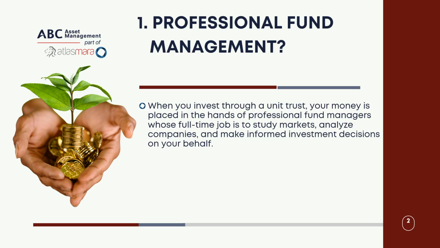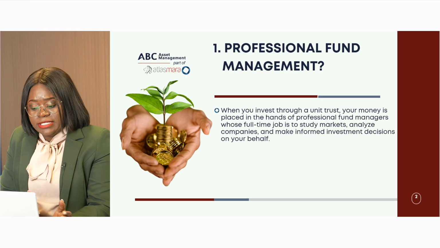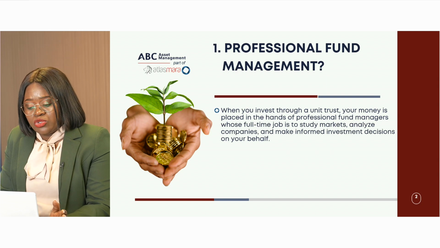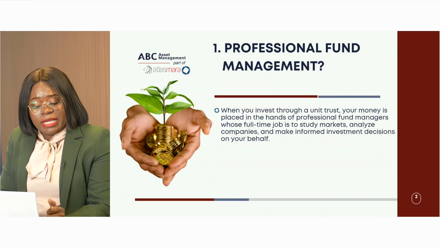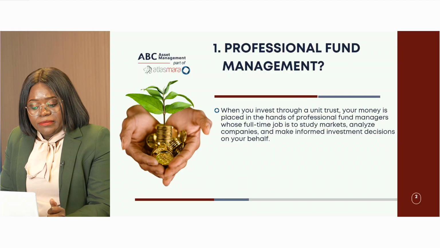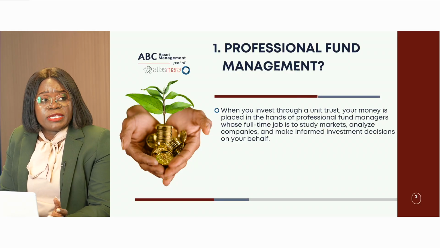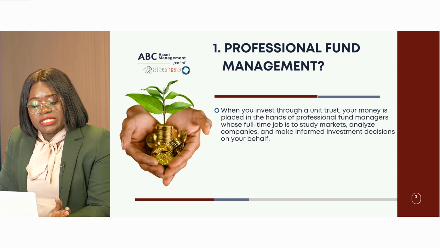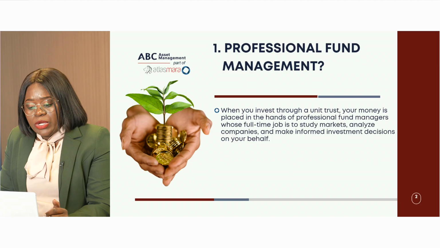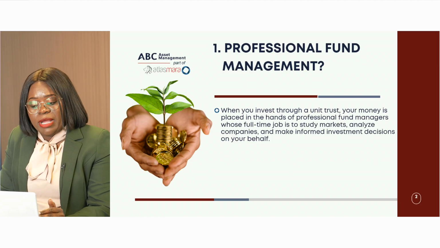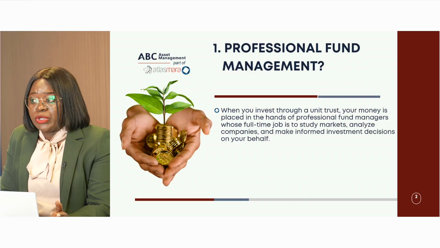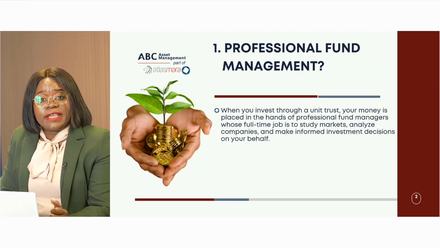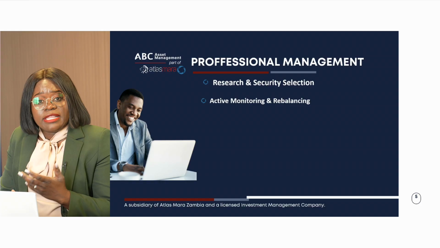More importantly, professional fund management removes the emotional bias, and this helps the fund managers to constantly align with your financial goals, even in changing market conditions. So what happens under professional management is what we call research and security selection. Fund managers are going to do a rigorous bottom-up and top-down analysis, which includes company financial analysis, industry outlook, and macroeconomic conditions to identify undervalued opportunities and mitigate the downside risk.